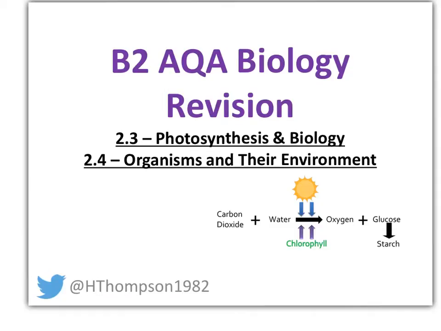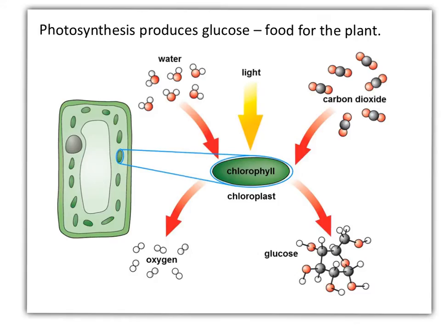Year 11, this tutorial will focus on sections 2.3 and 2.4 of the AQA Biology specification. So we'll focus on photosynthesis and biology and organisms and the environment. If we start off with what photosynthesis is, well, photosynthesis is simply a process that is carried out by plants that produces food for the plant. In this case, the food is glucose.